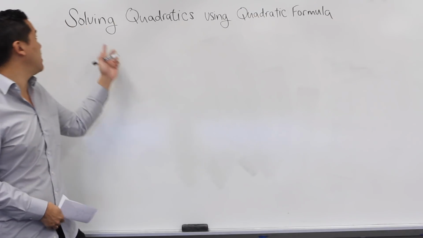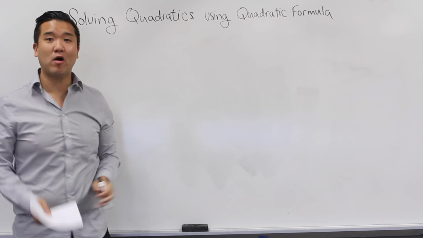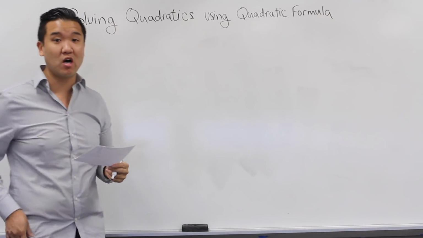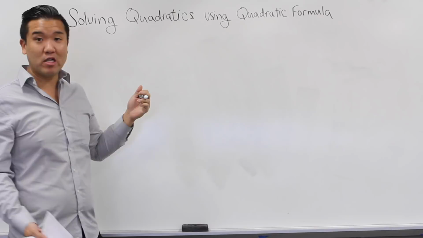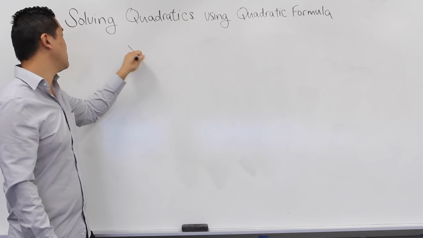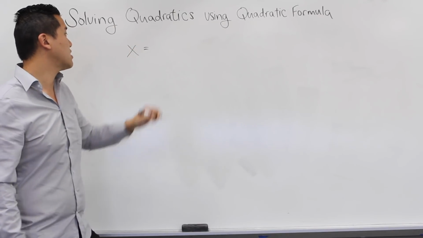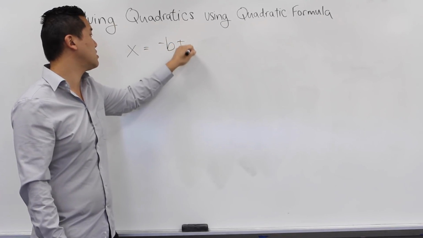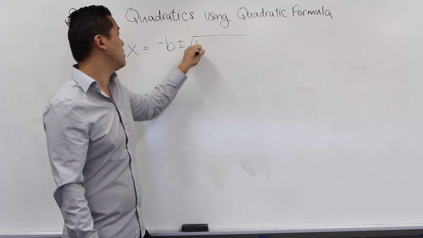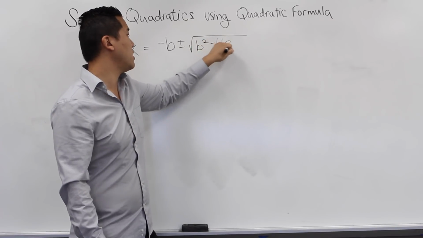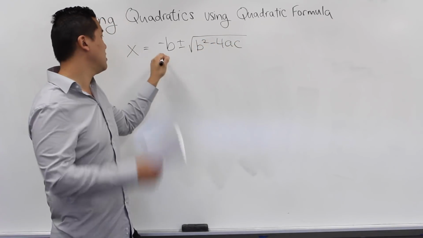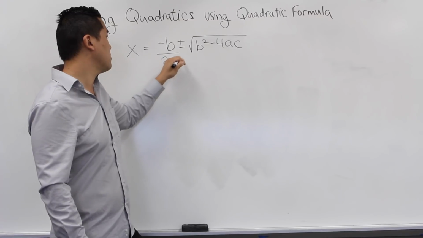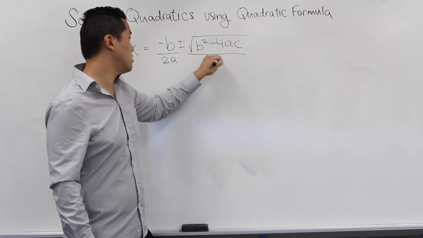Excellent, squads. Solving quadratics using the quadratic formula. So we're moving into solving. What is the quadratic formula? Well, the formula is x equals negative b plus or minus the square root of b squared minus 4ac, all over 2a. I'm just going to switch it up a little bit and actually do it this way.